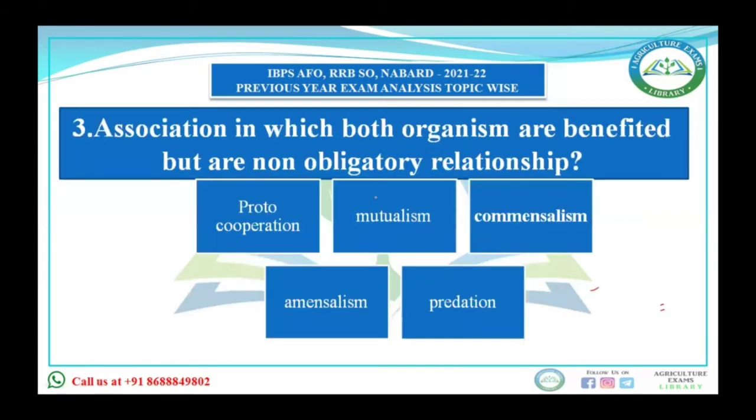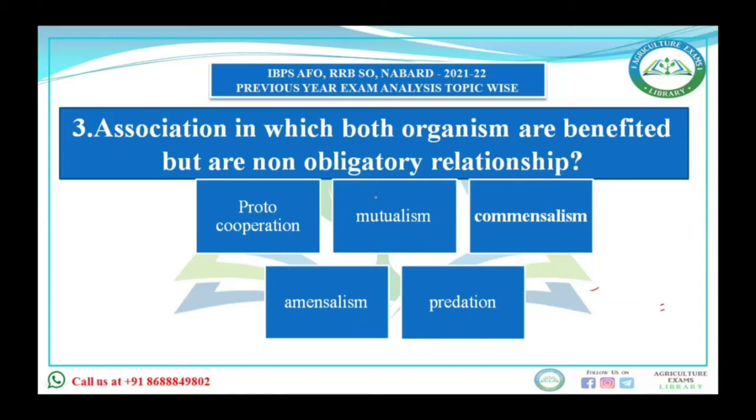A situation in which both the organisms are benefited but are non-obligatory relationship. See, due to increase in different species in a community, interaction for food, habitat, and light takes place between the species. Means in a community or in an ecosystem, species are interdependent on each other. When there is such a situation, the result is of two types, positive or negative.